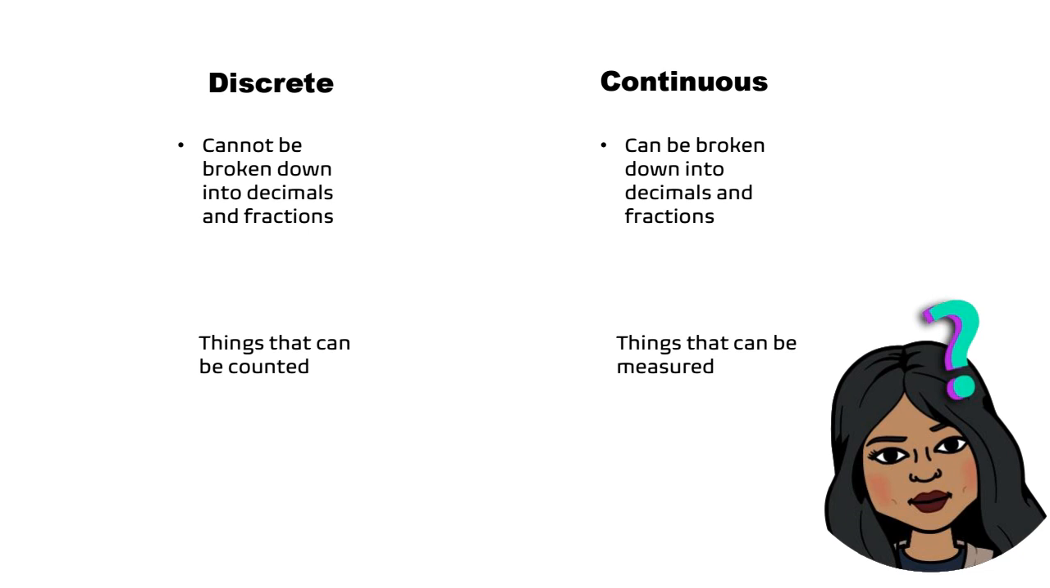The first way is if the data is discrete. So if the data is discrete, then the data cannot be broken down into decimals and fractions. A lot of the times, discrete data are variables that we say that we can count. There's also continuous data. So if the variables are continuous, then these are variables that can be broken down into decimals and fractions. And a lot of the times we say continuous variables are things that we are trying to measure.